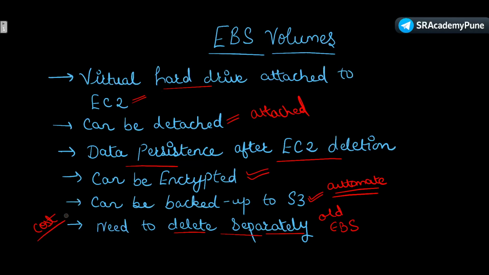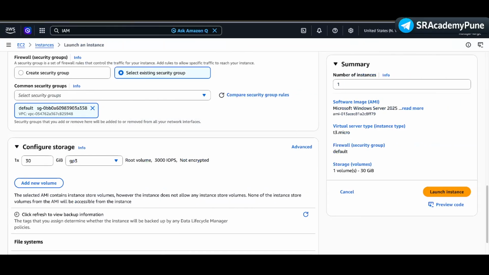So I hope you are clear on the EBS volume part. Let's go back to the console, and this is a root volume. There are two types of EBS volume that you can attach to an instance. The first one, as you can see on screen and by default, is a root volume. So what is a root volume? A root volume is used by the AMI to keep the OS, configuration, and certain boot-up related data.